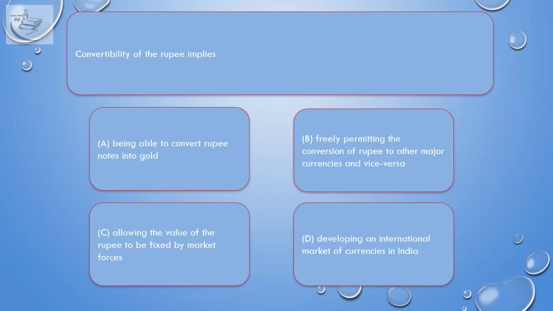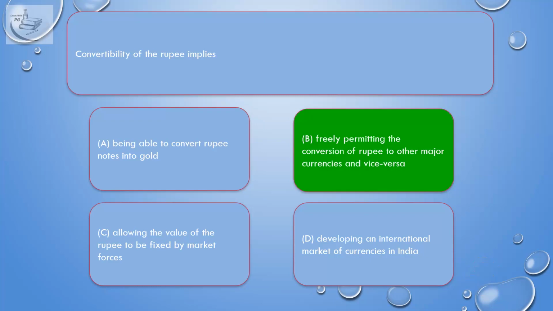Question: convertibility of the rupee implies A. Being able to convert rupee notes into gold. B. Freely permitting the conversion of rupee to other major currencies and vice versa. C. Allowing the value of the rupee to be fixed by market forces. D. Developing an international market of currencies in India. Correct answer is B. Freely permitting the conversion of rupee to other major currencies and vice versa.